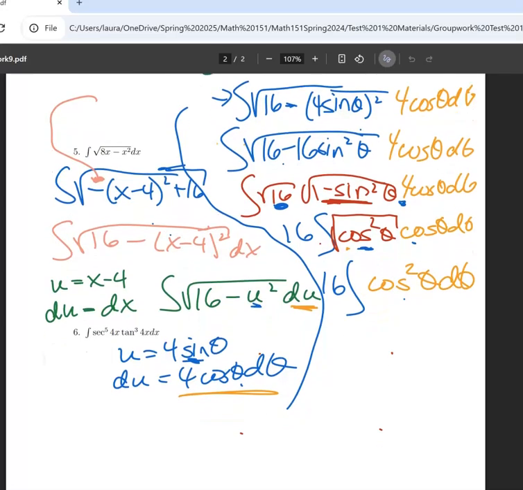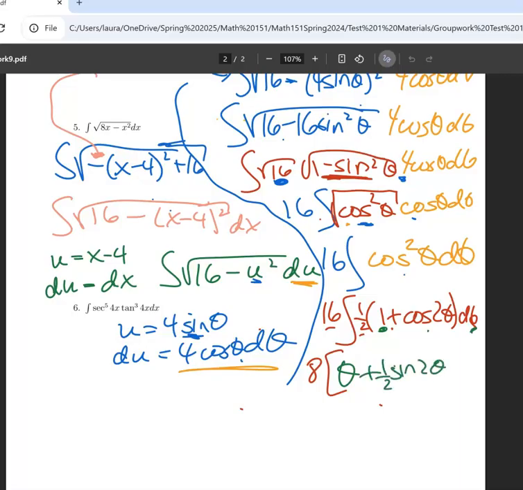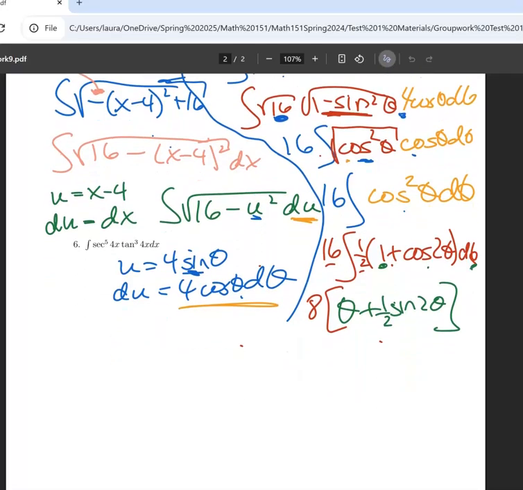Whew. Now what? Oh yeah, we get to use the half angle formula. So carrying along the 16, 1/2, 1 plus cosine of 2 theta d theta. So this 16 and this 1/2 make an 8. I'm going to take the integral of 1 in theta land gives a theta. Do the La Jolla theorem here. Now I'm going to use the triangle to get the information back into x's.